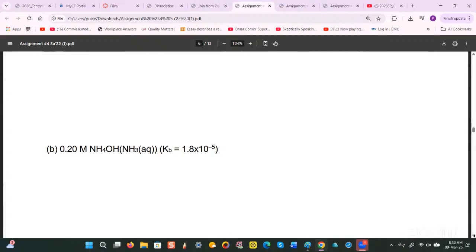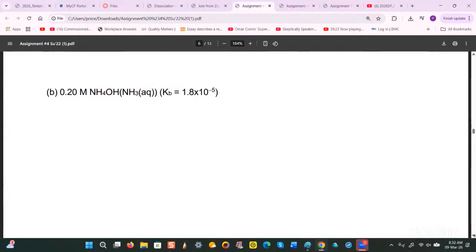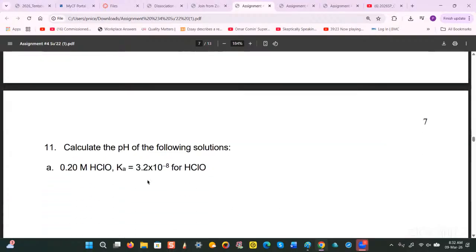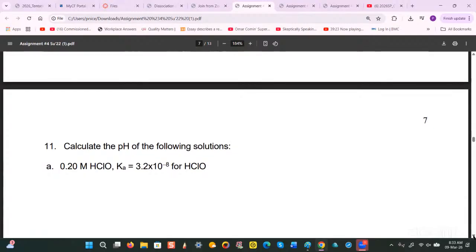If you have any problems doing these, please feel free to contact me. I'll be more than willing to help you out, all right? Let me see what this one says. Calculate the pH of the following. Okay, so you should be able to do this one as well. 11A, they gave you the Ka value, they gave you the molarity, and they're asking for the pH. So that is very similar to what we did earlier. So that's A, let me see B.